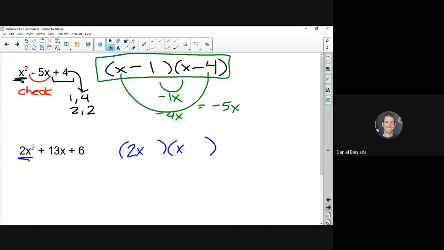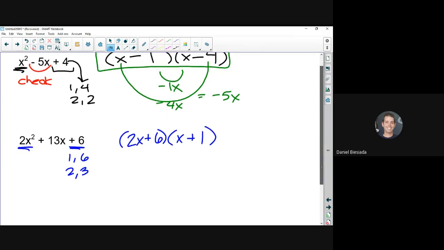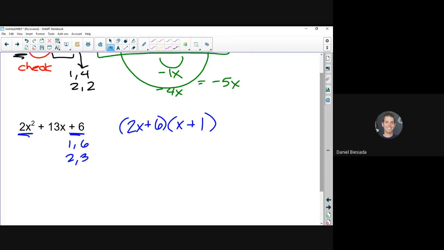So this is good. I'll now look at the back end with a 6. And 6 could be 1 times 6, or it could be 2 times 3. I'm going to try with 1 and 6 here. I'll try with that. We'll see if this works out. Again, even though the numbers are bigger, we still have to do our check. And that's how we'll know if we're correct. So let's go in with the check.